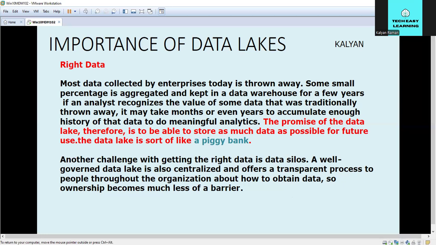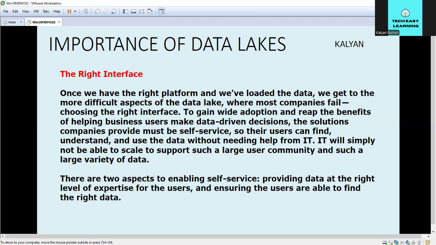So the data lake is centralized and offers a transparent process to the people throughout the organization on how to obtain the data. And so ownership becomes much less of a barrier. That means all can access the data without any hindrance.